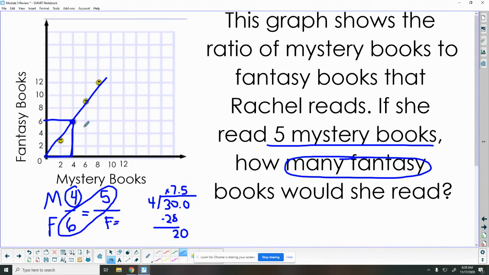So yeah, it would have been really hard for me to know in 5 that this number was going to be 7.5. I probably would have assumed it was just 7, and that's not the correct answer. So when she reads 5 mystery books, she's read 7.5 fantasy books. So make sure we find something we know and set the ratio up, just in case they're not nice, even numbers.